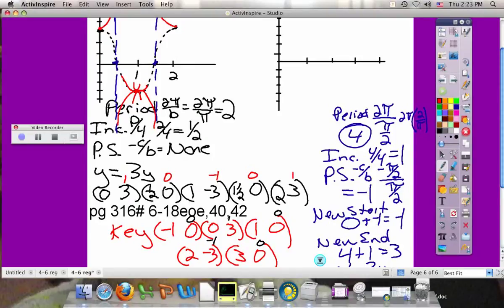Here we go. Problem. Our graph has to go to negative 1. So that means we need to extend it backwards so that we have a negative 1. Because at negative 1, we're at 0. At 0, we're at 3. At 1, we're at 0. At 2, we're at negative 3. And at 3, we're back to 0 again.